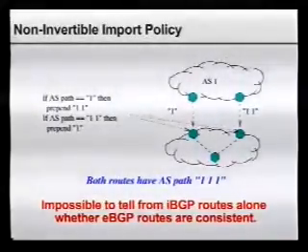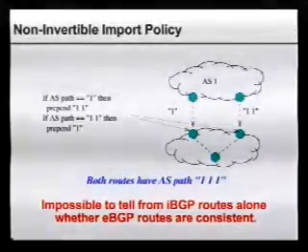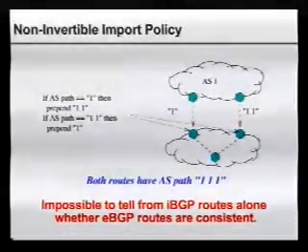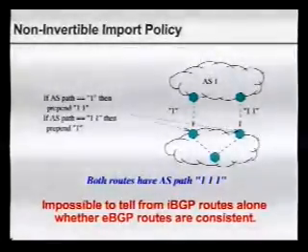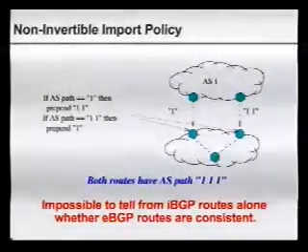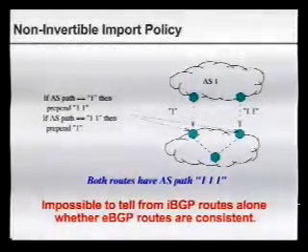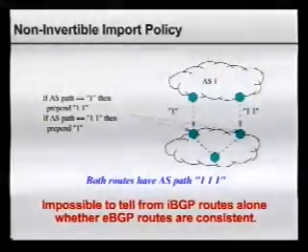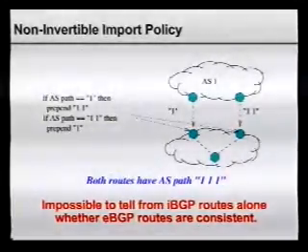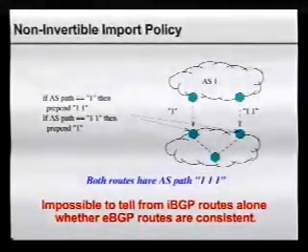So here's an example of a non-invertible import policy. Let's say that on both of these border routers, I have some import policy that says if the AS path length is 1, then prepend 1 twice. If the AS path length is 1, then prepend 1 a single time. Well, what am I going to hear at this monitoring point if I hear 1 on this session on the left and 1 on the session on the right? I'm going to hear 3 1s for my AS path in both cases.